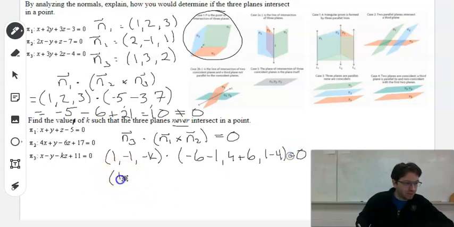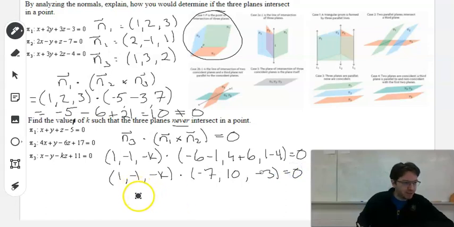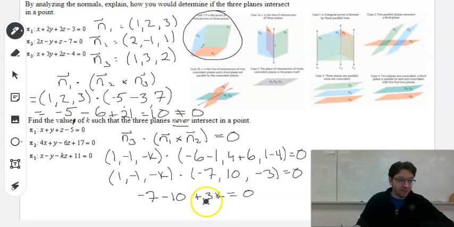So 1, negative 1, and negative k dot negative 7, 10, and negative 3, forcing that to be 0. So that gives us negative 7, subtract 10, and plus 3k. Or 3k equals 17, or dividing by 3, k equals 17 over 3.